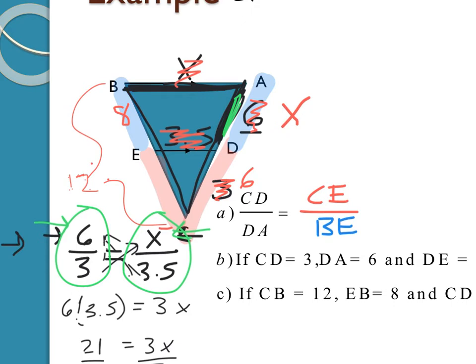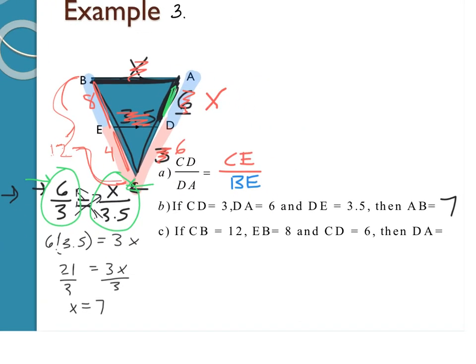If CB is 12, what is EC? It's 4. Because this segment plus this one is going to equal this whole thing, 12. So we just do 12 minus 8 to find EC. So now what proportion can we set up? 12 over 8 equals x over 6.